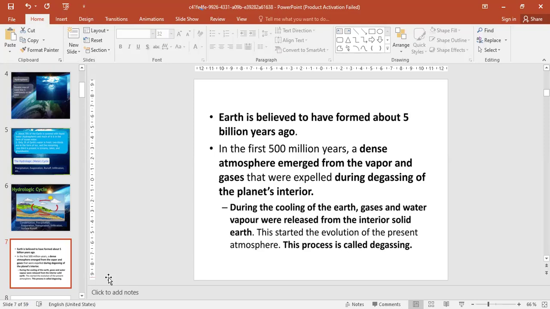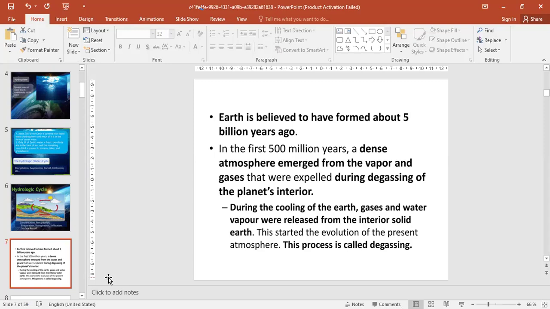So during the cooling of the Earth, gases and water vapor were released from the interior solid part of the Earth. This started the evolution of the present atmosphere. And this process is called degassing. So when you hear the word degassing, you should be able to explain it.